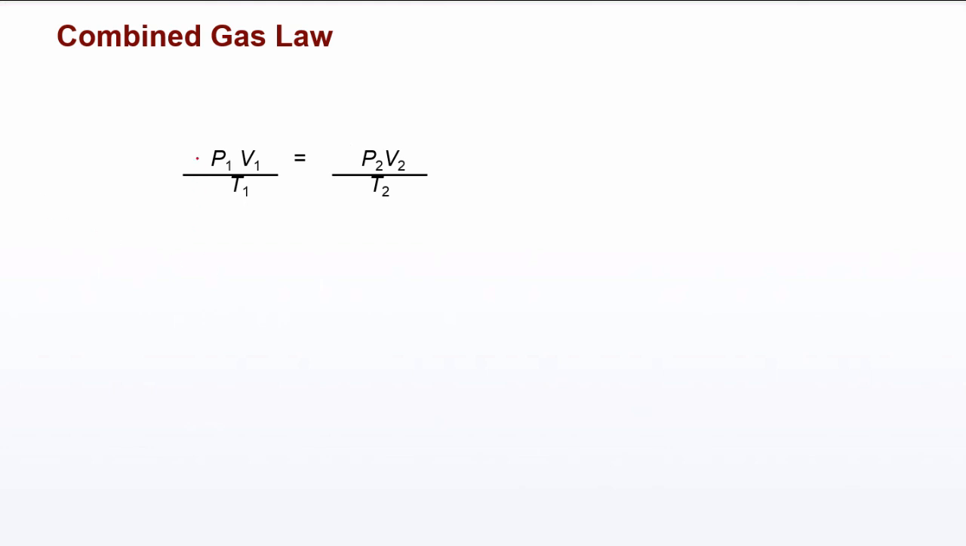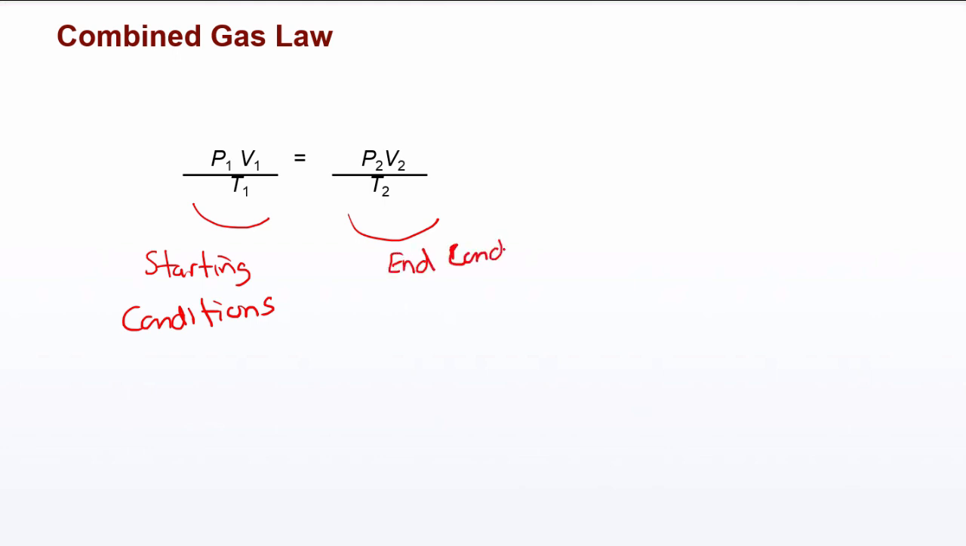So this is the pressure 1 times the volume 1. So this is the starting conditions. So that's the pressure 1 and the volume 1 divided by the temperature 1 equal the pressure 2, volume 2, temperature 2, and these are the ending conditions. So we start at something, there's a change, and then we end with different conditions.